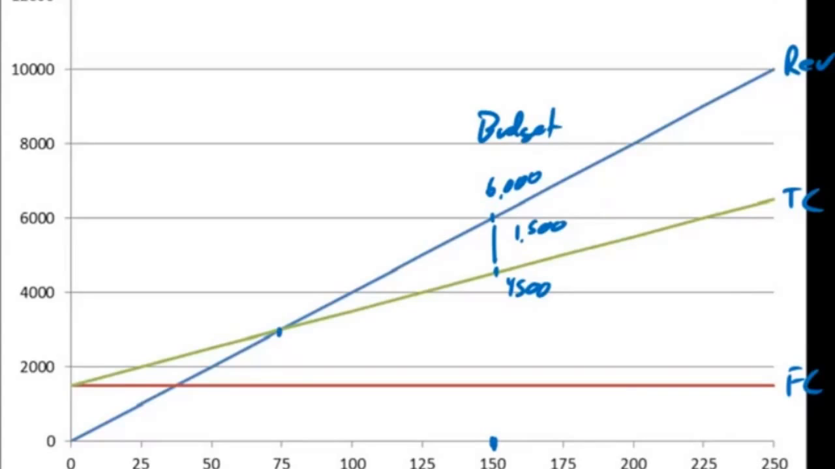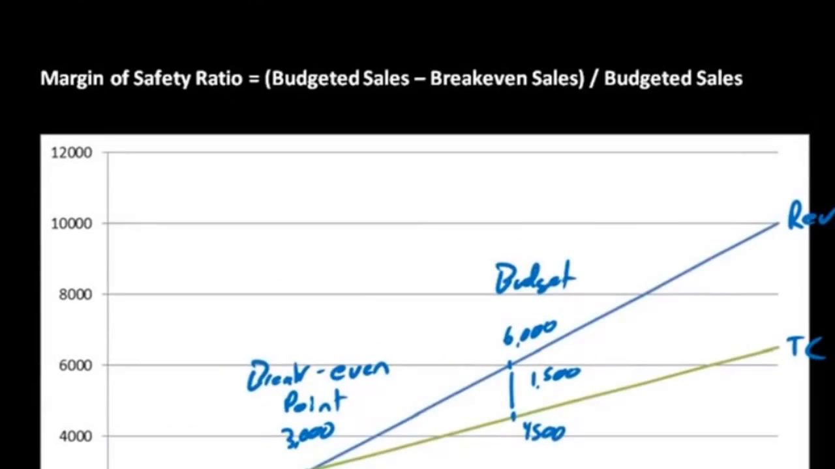But we want to compare that to our break-even point. Our break-even point is down here where the total cost and revenue intersect. It's 75 units, and at this level of sales volume, both revenue and total cost equal $3,000. So this represents our break-even point. Margin of safety is the difference between our budget and our break-even point. We can calculate this margin of safety in units or in dollars.